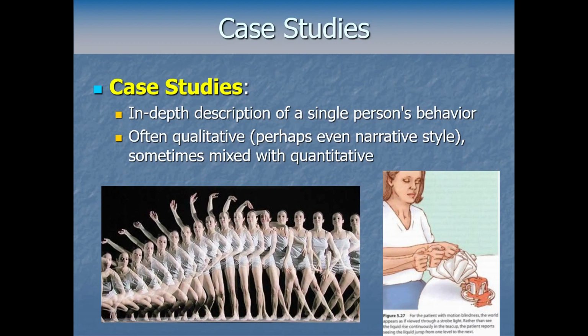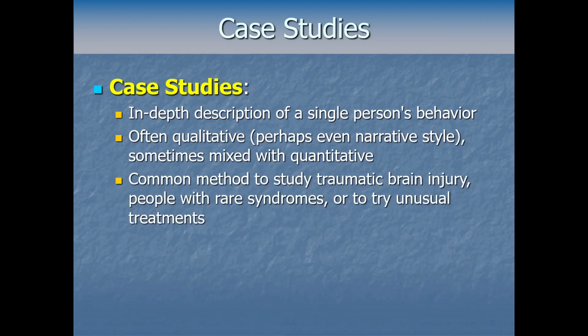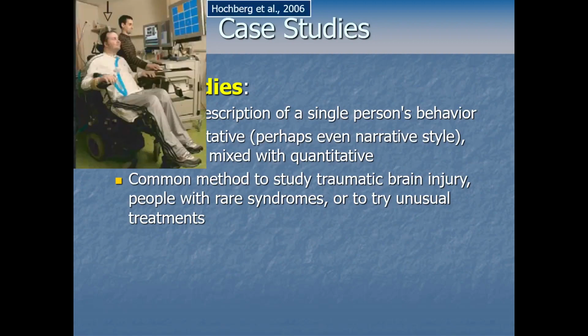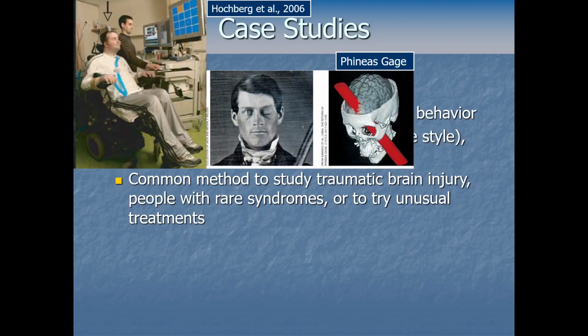Or maybe it includes a quote of what it's like for that person trying to cross a busy street or interact with people at a party when the person in front of you might suddenly appear across the room without smoothly moving away. So you can see why case studies are a common method to study something like traumatic brain injury, or people with rare syndromes or symptoms, or perhaps when trying out unusual experimental treatments with just a few people. Like, for example, some of the early results in the early 2000s using brain-machine interfaces that allow a paralyzed person to control a computer, to control a robotic limb with their brain signals alone. We can only study a few people because there's only a few people that we're trying this out on so far.